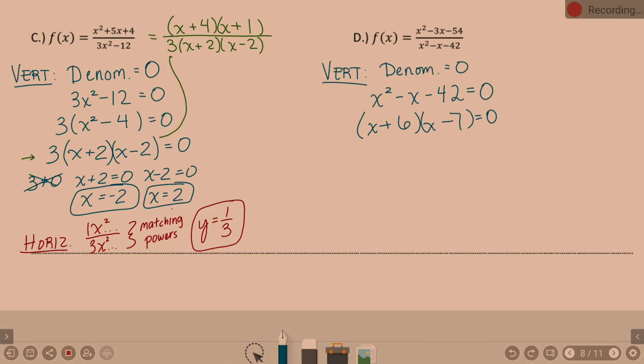Since it adds to be negative 1, negative 7, positive 6. Set each factor equal to 0. If x plus 6 equals 0, we're going to get x equals negative 6. If x minus 7 equals 0, we're going to get x equals 7.